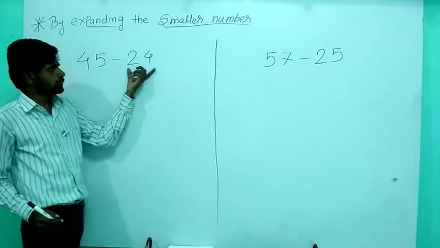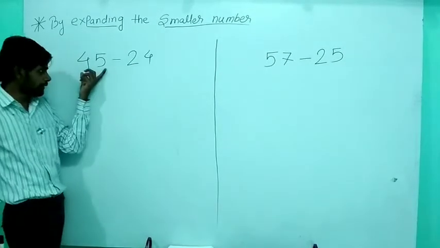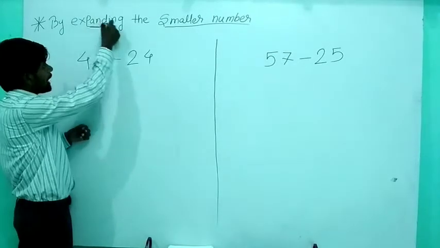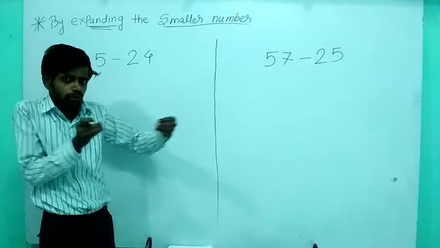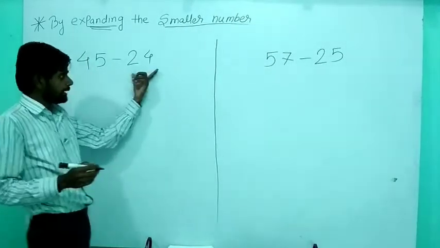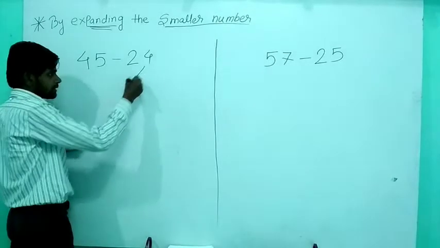So this is 24 and this is a smaller number and 45 is a greater number. So which is smaller? 24. That means we have to expand this 24. Okay. So first of all, we will expand this 24 into two parts.